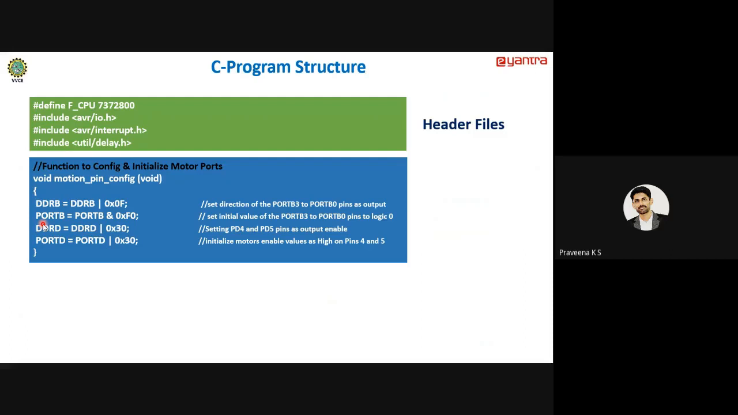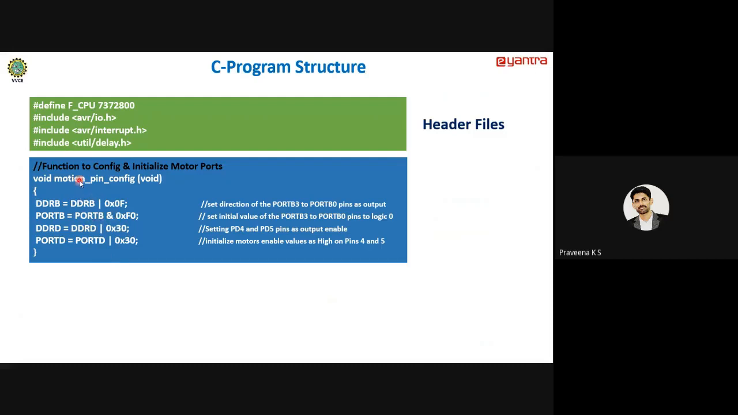Then we have to set PORTB equal to 0 initially, because it has to be off in the beginning. So PORTB is equal to PORTB AND of 0xF0. Then I have to set the pins as output pins to enable the L293 IC. I have to set DDRD is equal to DDRD OR of 0x30 because of PD4 and 5. Initially it has to enable the values for the motor pins. Fine, this is the motor pin configuration.